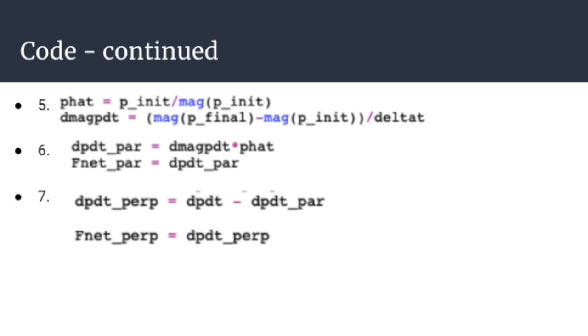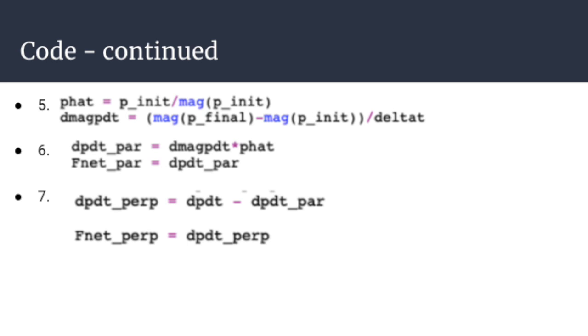Now that we know F net, we need to separate it into its parallel and perpendicular components. Let's start with the parallel component. To calculate this, we first need to find the unit vector p hat and the derivative of the magnitude of the momentum with respect to time. P hat works out to be P initial divided by the magnitude of P initial, and d mag P over delta T is equal to the magnitude of P final minus the magnitude of P initial over delta T. These are multiplied to get dp dt parallel, which is equal to F net parallel.